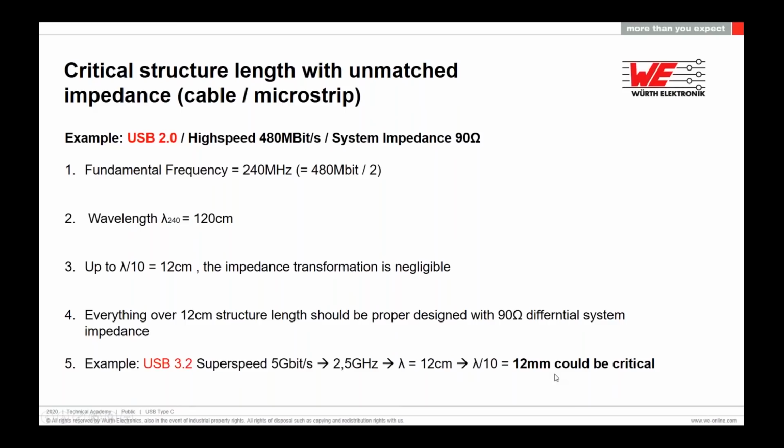And 12 millimeter is pretty short if we sum up all the components on the PCB, the plug, the cable, and so on. So failure in the design will be punished very fast and very hard, and you will have a lot of data loss in the end. So a much more careful view on the design is necessary.